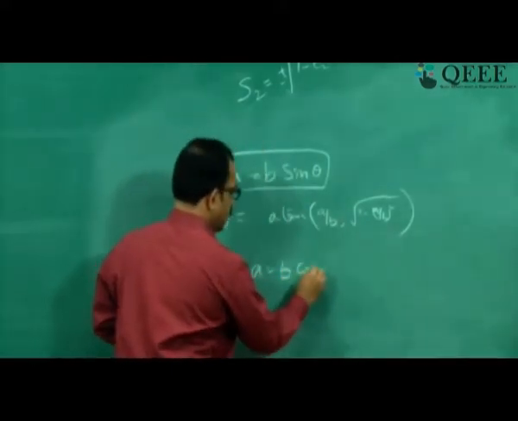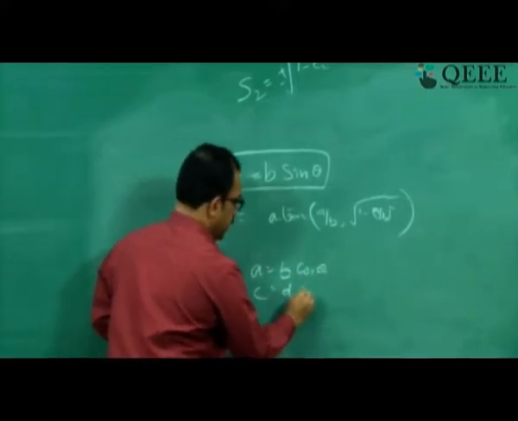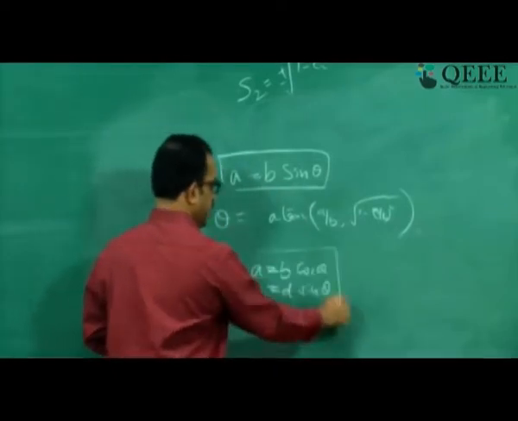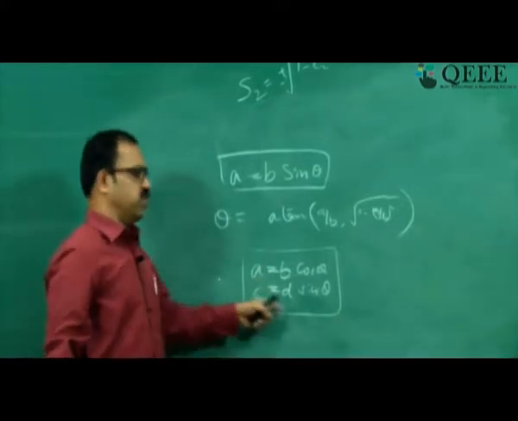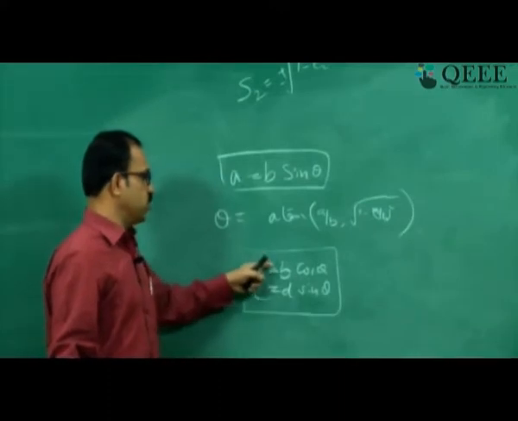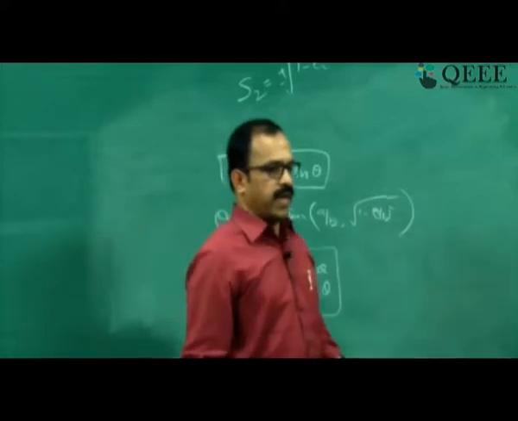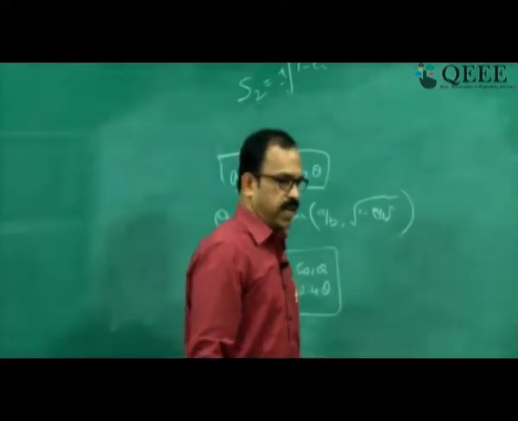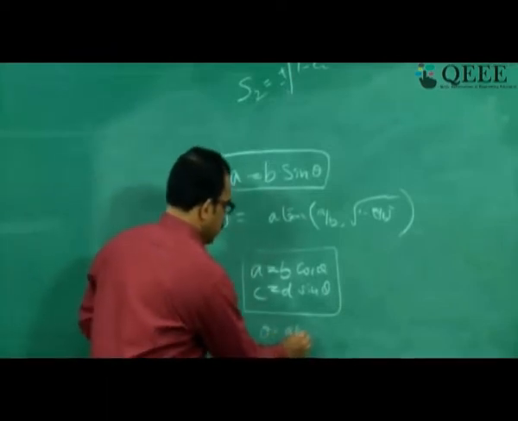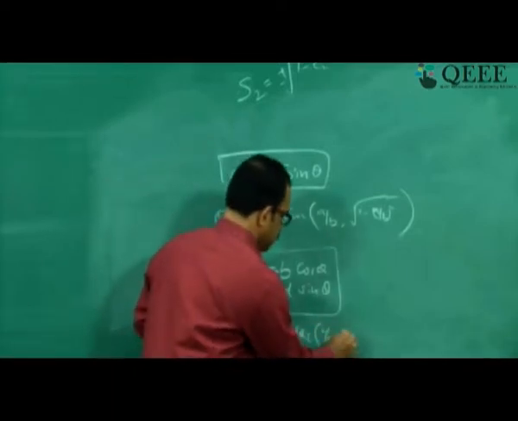The other one is, if you have A is equal to B cos theta, and C is equal to D sin theta. Suppose you have two equations like this; you will see that this kind of situation arises very often. In another example I will show you. If you can bring it into this format, then you can get theta as A tan 2 of C by D, A by B.